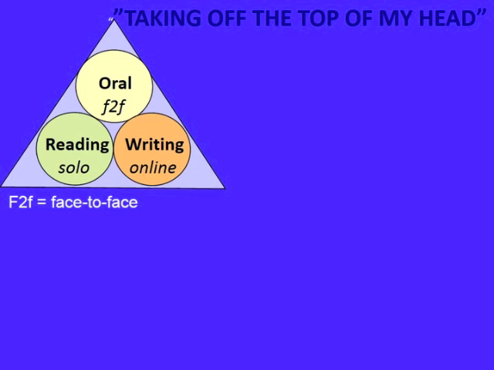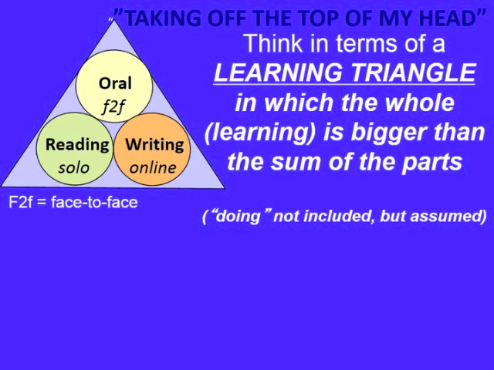But to me, if you look at these 3 components of how students would approach material, either orally, reading and writing, and where we might do it, face-to-face, solo, and online, the 3 circles are smaller than the triangle overall. So I would argue that we can think of a learning triangle in which the whole is bigger than the sum of the parts.